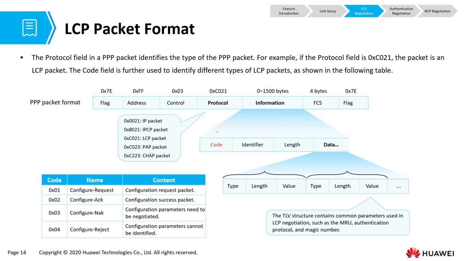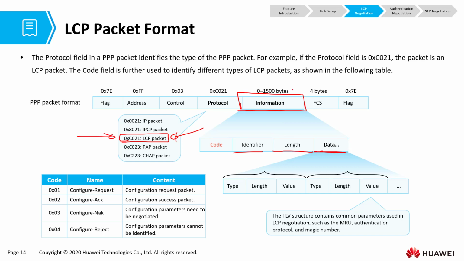So when the protocol field is 0xC021, it's a link control protocol packet. Now the information field structure is going to include an identifier, a length field, and also a data field. So the identifier, the length field, and the data field are the ones going to be in the information field if it is an LCP packet.